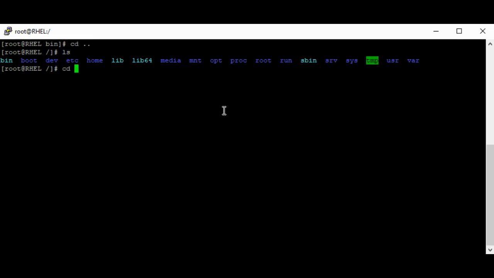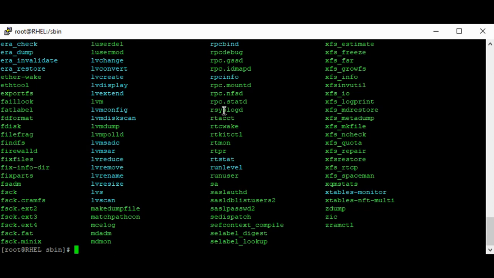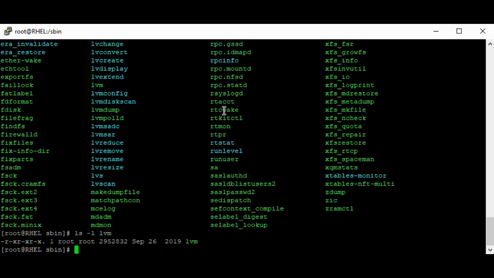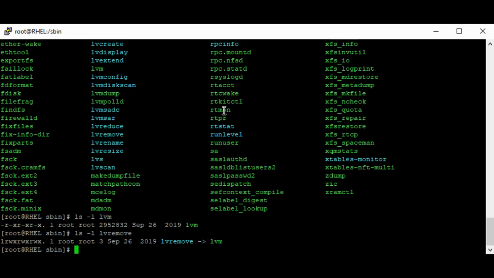When you look at the sbin directory, the programs we're talking about here are the LVM programs, like vgs, vgremove, you know, a lot of them. Let's look for lvm for example. You can see the lvm program. You can also look for the lvremove program. So these programs are meant for system administrators.